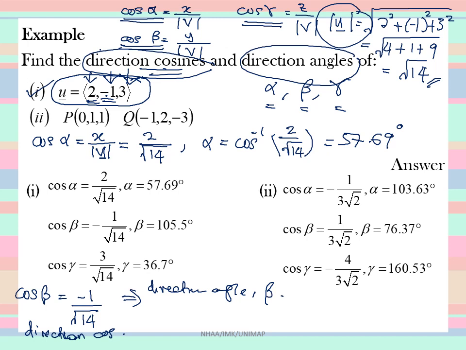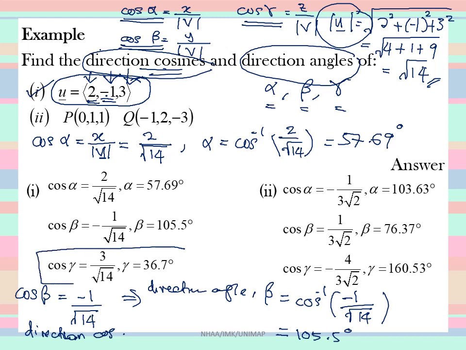Okay, now find for beta your direction angle. Direction angle beta is equivalent to, you bring the cos to the right side, it becomes cos inverse of negative 1 over the square root of 14. Okay. When you solve this, insert into your calculator, you will get 105.5 degree. Okay, and do that for the third angle, which is gamma.